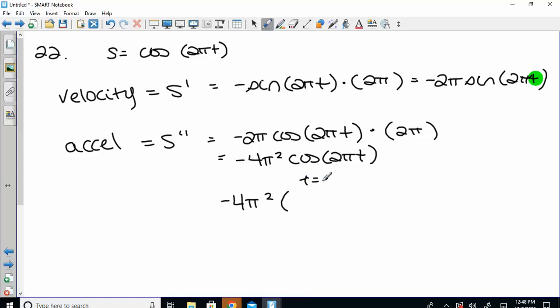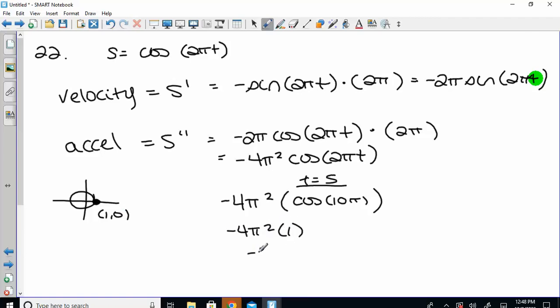Again, 5. So if t equals 5, 2 pi times 5 would be 10 pi. And think about your unit circle. Every time you go around, that's 2 pi. So 2 pi, 4 pi, 6 pi, 8 pi, 10 pi. We're just right here. If you think about ordered pairs, that would be 1, 0. Cosine is the x. So cosine of 10 pi is 1.